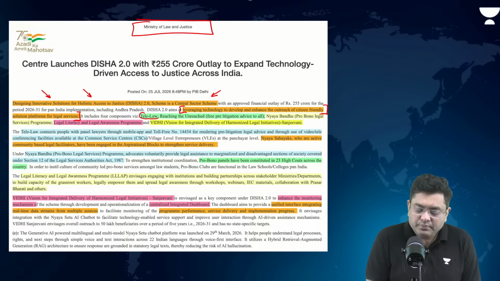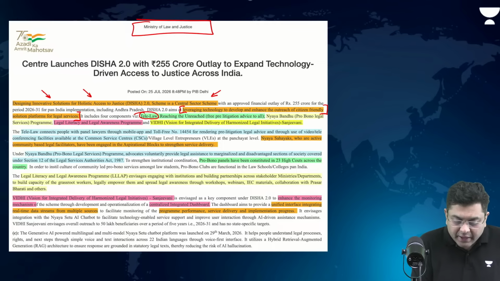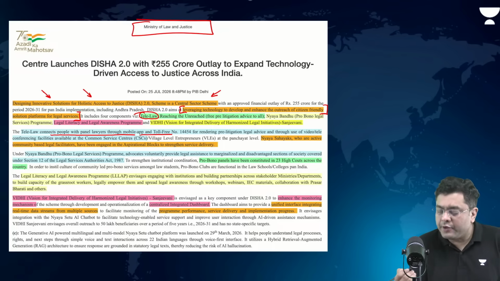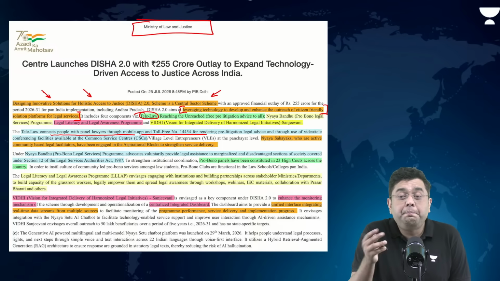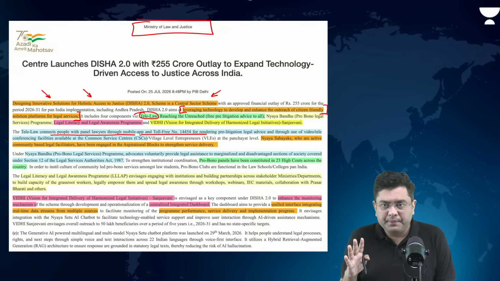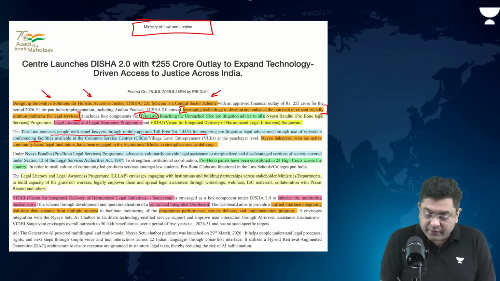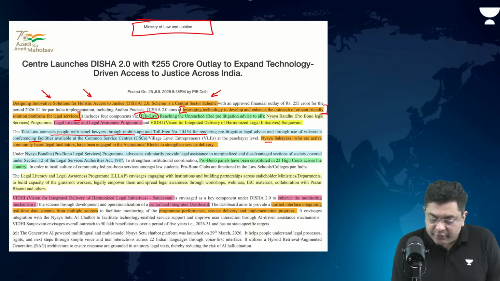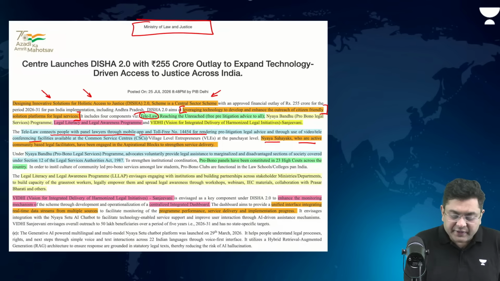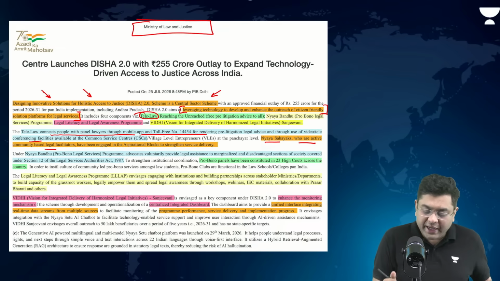Tele-Law, which means it connects people with a panel of lawyers through a mobile app and toll-free number for pre-litigation services, okay, through the use of video teleconferencing facilities. Then Nyay Sahayaks, who are active community-based legal facilitators, they are also engaged.